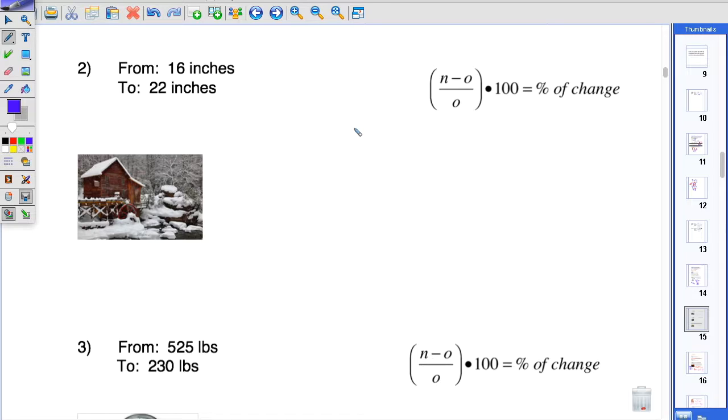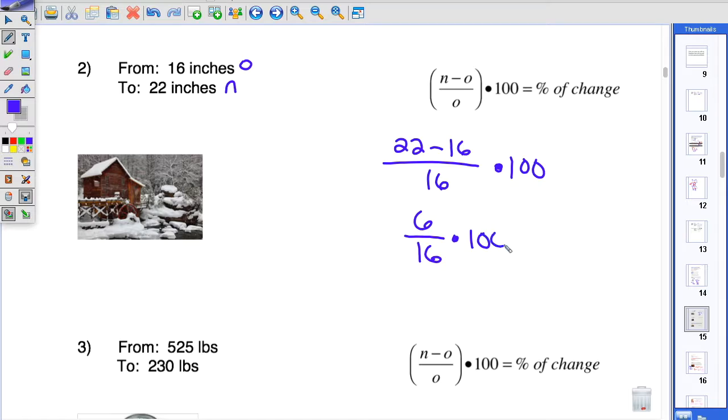Number 2, from 16 inches to 22 inches. So this example could be used when we're comparing snow from last year to this year. So the old would be the 16 inches, the new would be the 22 inches. Copy down the formula. So substitute into the formula. The new is 22 minus the old is 16, and we put that over 16. Multiply by 100. 22 minus 16 is 6 over 16.